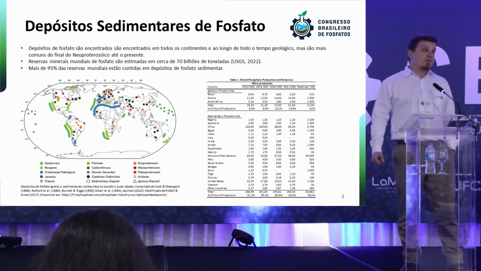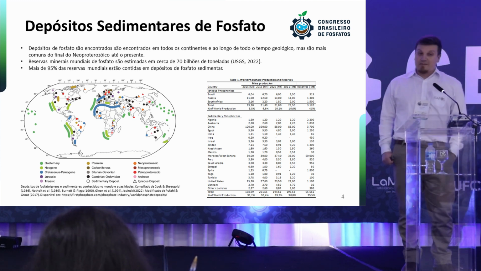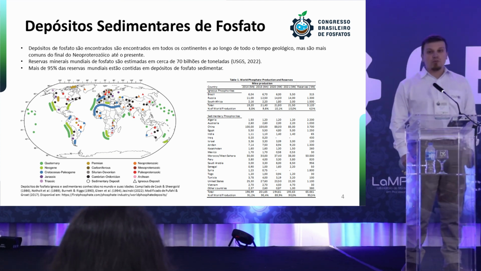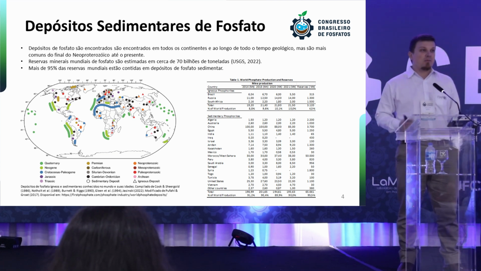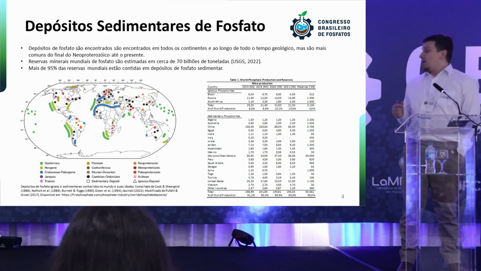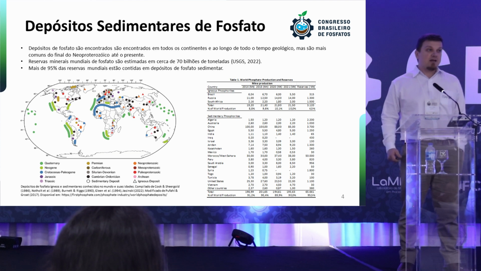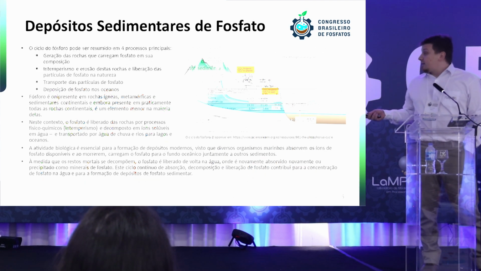The world mineral reserves of phosphate are estimated at about 70 billion tons. About 95% of the world reserves are sedimentary phosphate deposits. And in Brazil, we are a little different. We have some phosphate sedimentary deposits appearing in Brazil.